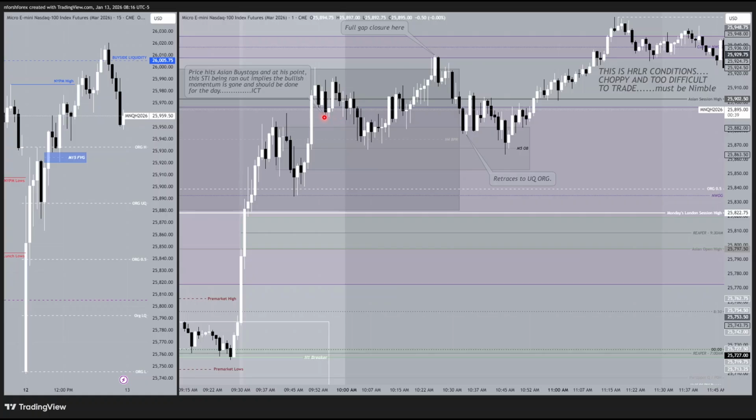Trading below it is a signal that high resistance liquidity conditions are coming to the market, and that's exactly what we saw. At this point, full gap closure was attained. It retraced down to the upper quadrant of the opening range gap, found support at this 5 minute bullish order block, and we saw a rally, flipping the new week opening gap.